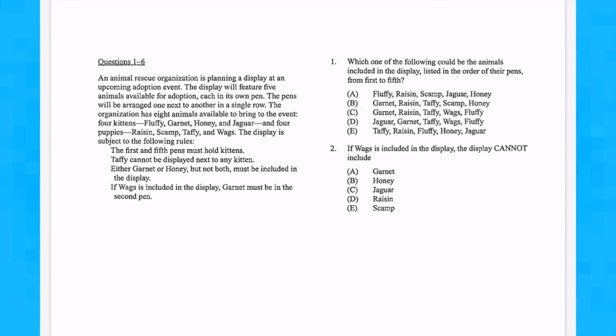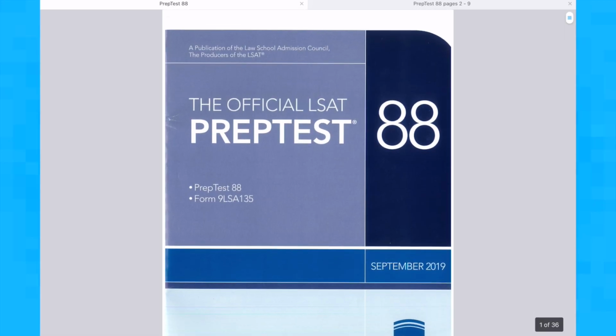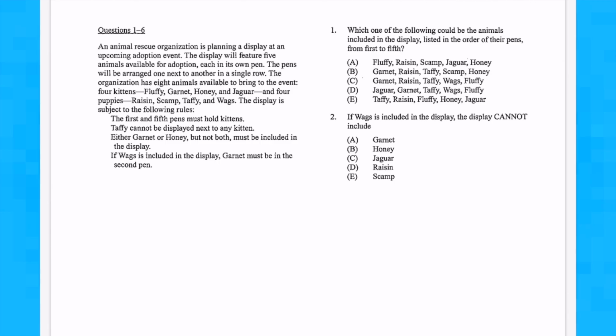But the content is the same, and we are going to begin today with the first game from Section 1 of PrepTest 88. So this is, I believe, the September 2019 test. Let's see. You know how I hate to be wrong about these things. Yes, September 2019. Always have to check. So let's get into it.